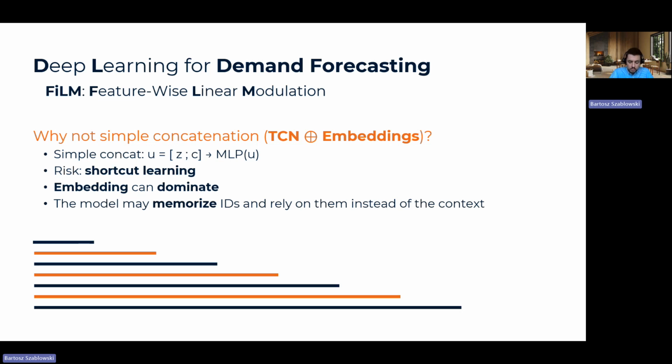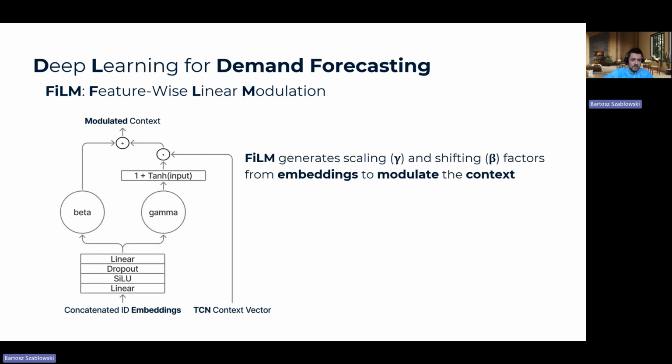So with a small number of time series, the risk is especially high because it's easy to fall into the memorization problem. And this is where FiLM comes in. FiLM, feature-wise linear modulation. It combines both types of information, but in a way that reduces the risk of overfitting through memorization of specific static IDs.